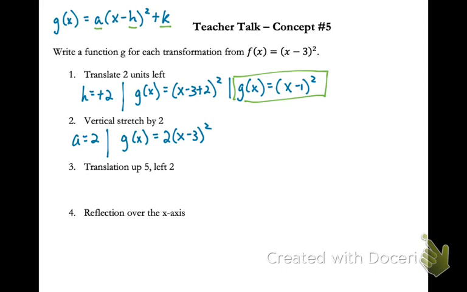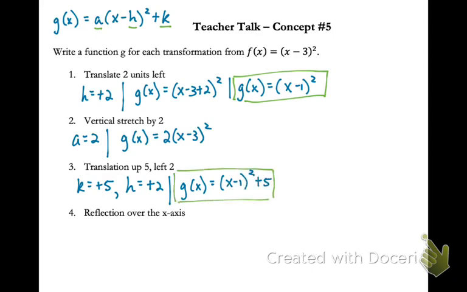Number 3, a translation up 5 and left 2. So up, we need to add 5 in our k value position. And then to shift left 2 again, that will be our h value where we are adding 2. So go back to your f of x function. That's where we'll start. Our new function is g of x. So right in by the x minus 3, we will add 2, which we've already done earlier. So that will become x minus 1 squared. And then at the end of the function, in the k value position, we will put a plus 5.